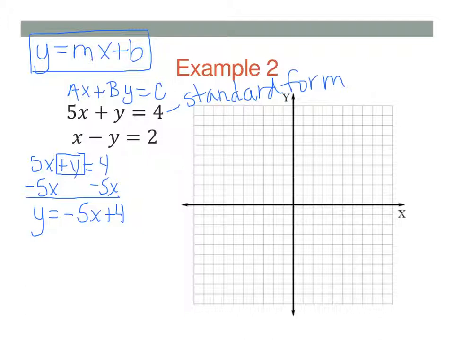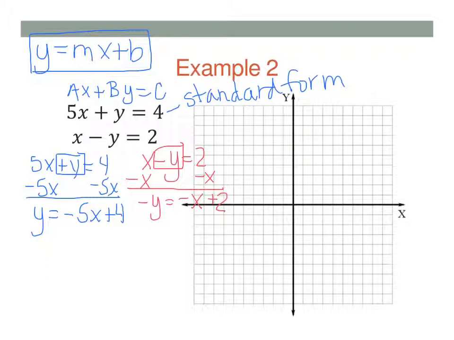Now we look at the second equation. It's also not in slope-intercept form. So I have x minus y equals 2. And again, we have to solve for y. We have to get y by itself. So first thing we do is subtract x from both sides. When I do that, I am left with negative y equals negative x plus 2.